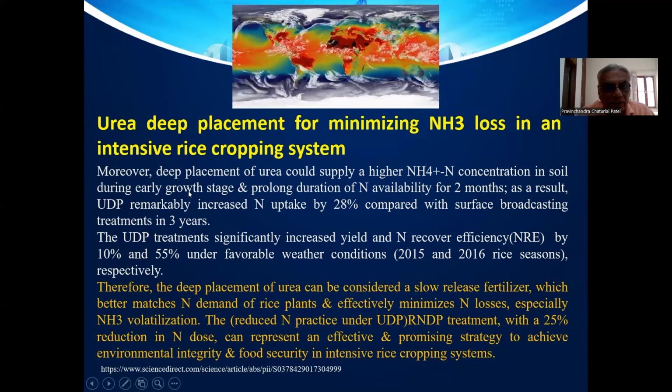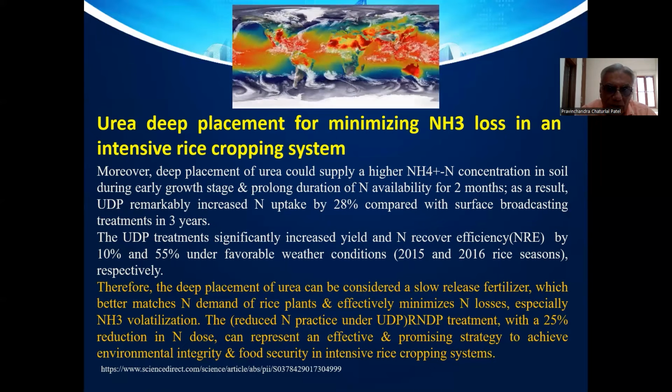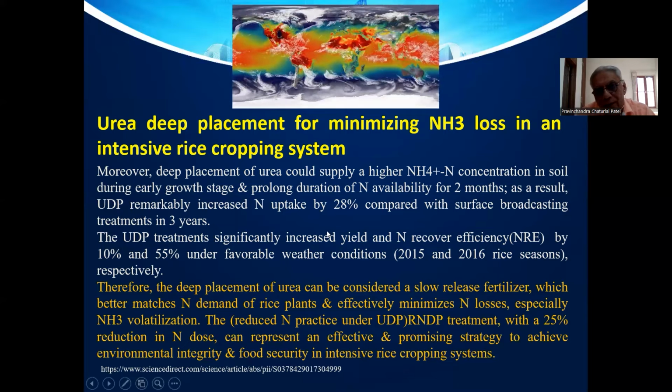So here you can see that when you apply the urea deep placement, then it supplies the urea nitrogen in early growth stage, then prolonged duration of nitrogen availability for 2 months, and as a result, urea deep placement remarkably increased nitrogen uptake by 28%. So with continuous supply of the nitrogen, the plant will take the nitrogen. When the nitrogen uptake increases, then there will be more dry matter production and crop yield has been increased when you compare with the surface broadcasting.